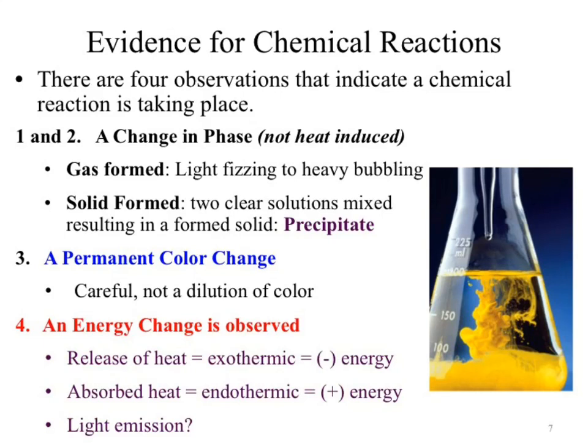Other big ones, permanent color change. If you mix two clear solutions and the result is now a blue solution, that's a permanent color change. But if I mix a red solution with a clear solution and I get a pink solution, that's just a dilution. That's not officially a chemical change. So adding food coloring to white frosting, physical change, not a chemical, even though there is a color change of the frosting.